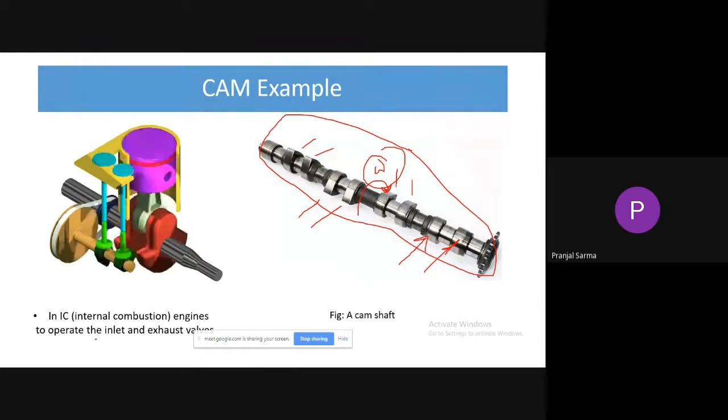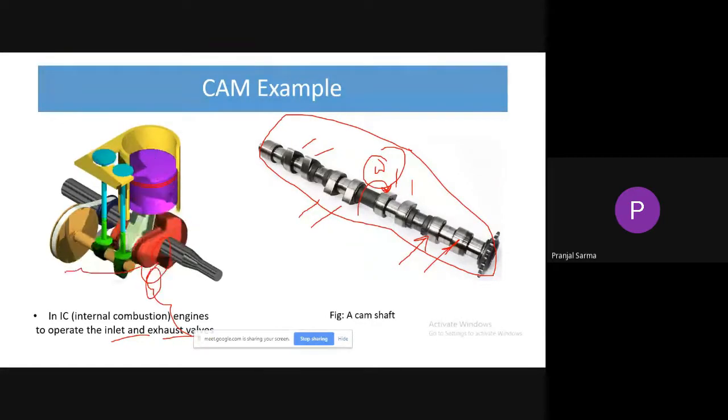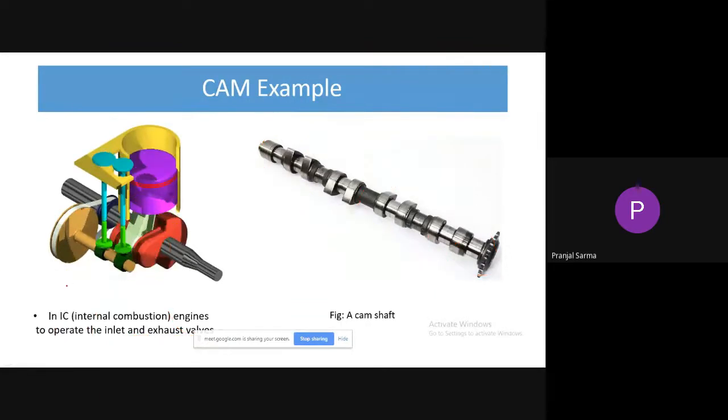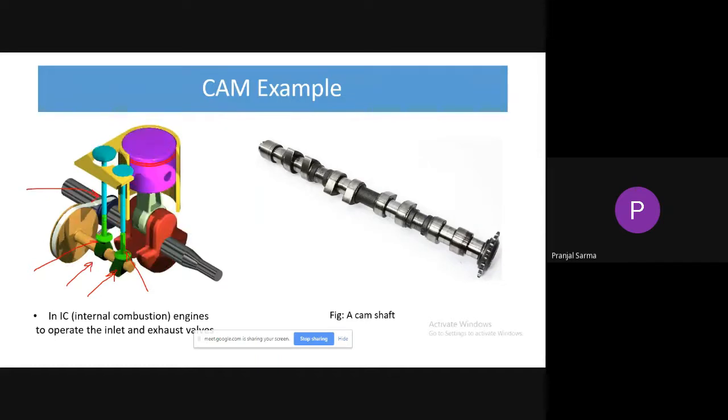The operation of the inlet and exhaust valves in IC engines is shown here in this particular diagram. Here you can see these are the two cams, and this green portion are the valves. Along with that we have the rocker arm. The other portions, from this follower, actually communicate the motion to these valves.